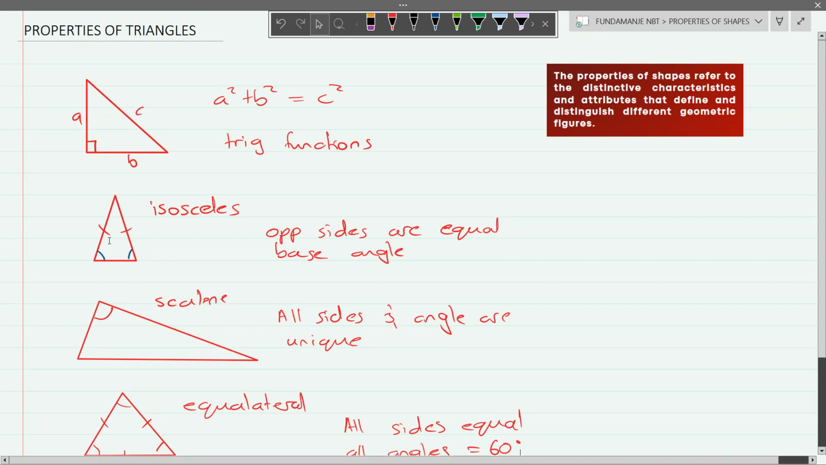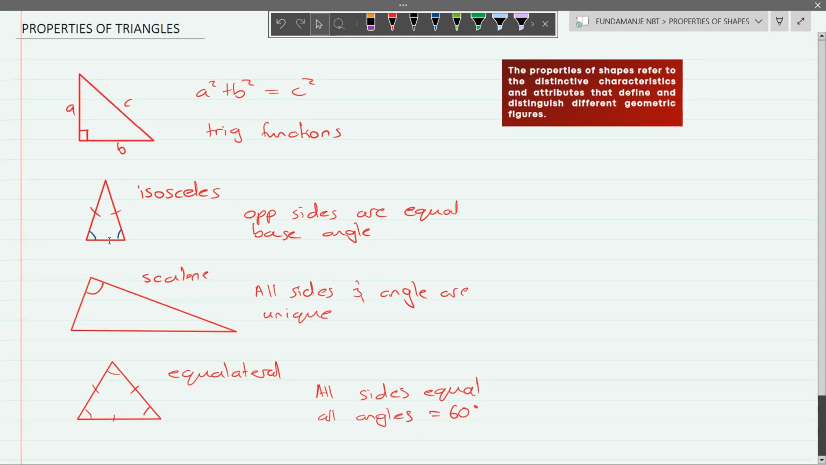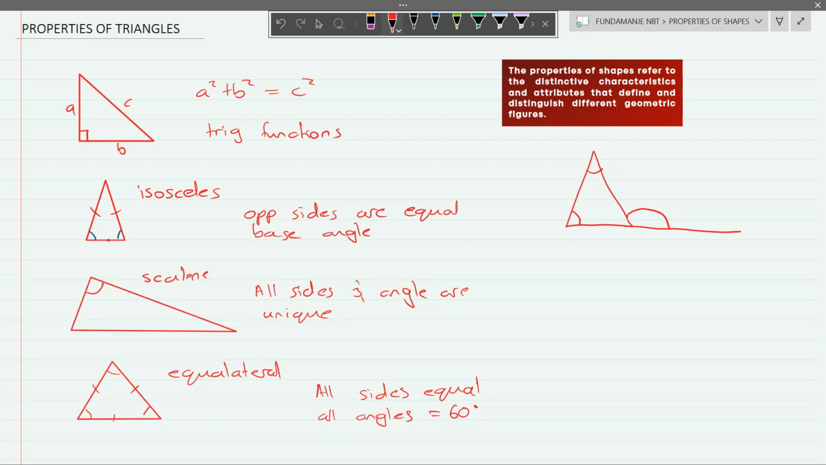We could say that a property that governs all these triangles is that all the interior angles sum up to 180 degrees. And also we can say that no matter what triangle we have, our exterior angle will always be equal to the two opposite interior angles. So we could have something like this, where the exterior angle, being this angle, is equal to the opposite interior angles, so the sum of these.